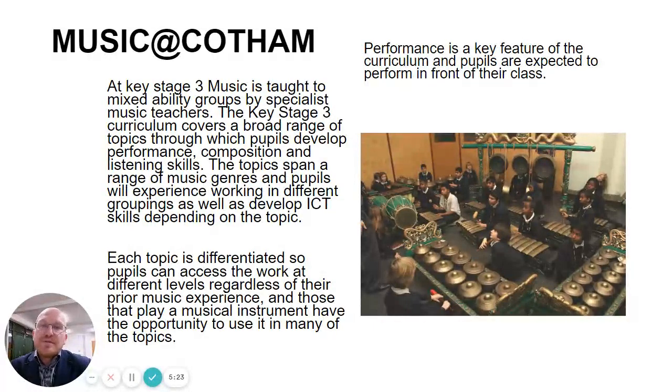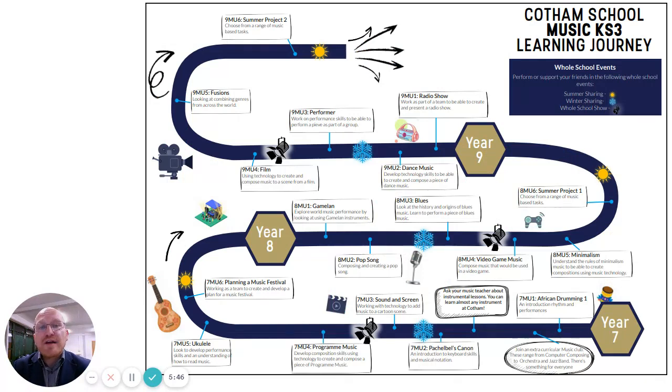Music at Key Stage 3, similarly, we're looking at mixed ability groups and 1 hour a week. And it's differentiated to take into account that some students will come here with high instrumental skills already. They might come into Year 7 with a grade 4 or grade 5 already, and there'll be some students that have never come across any musical education whatsoever. So the curriculum is differentiated to reflect that.